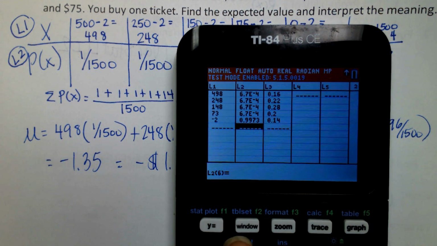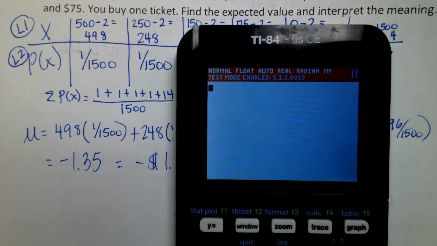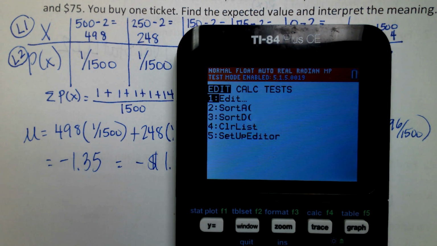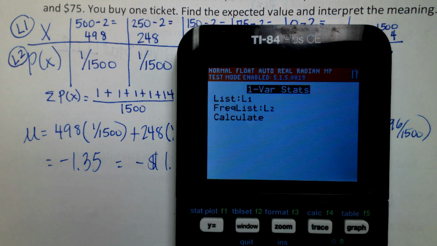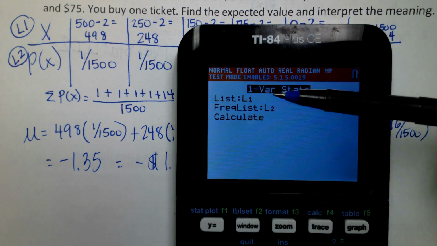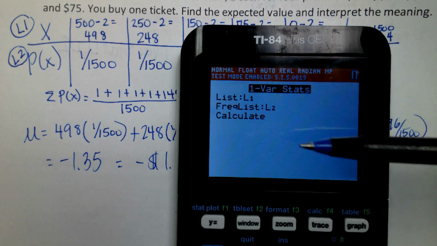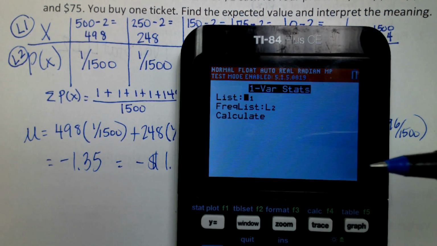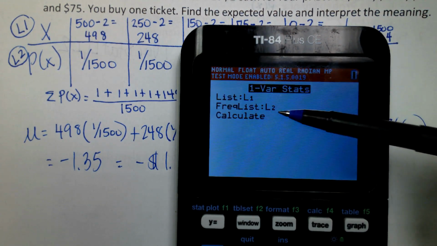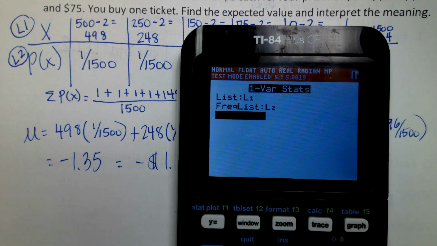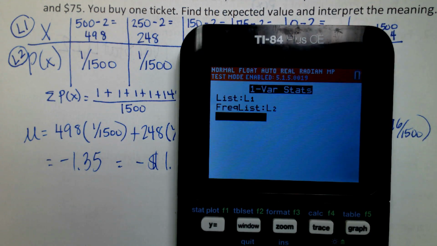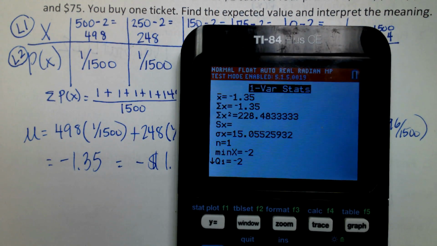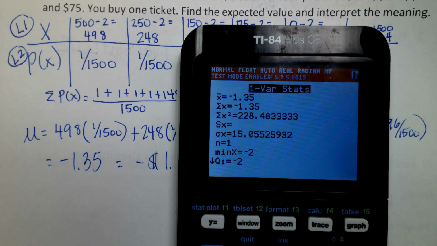Okay, so second mode to get out. Going back to stat. And can only do one bar stack. So I like to keep my L1 and L2 probabilities the same because the calculator automatically picks it up. So if you change that to L3 the last time, make sure you change this back to L2. Or if you have that older calculator, one bar stack, L1 comma L2, same answer, negative 1.35.